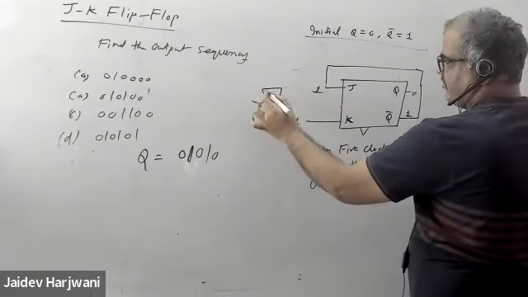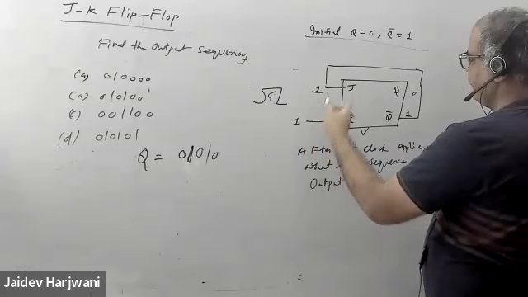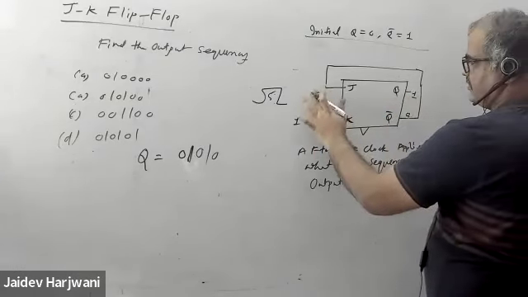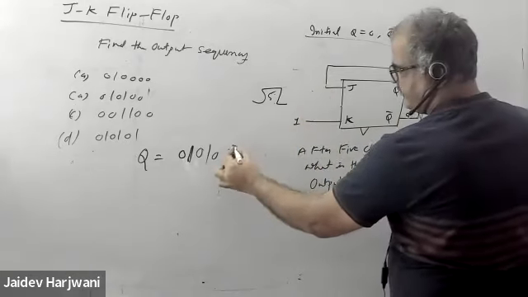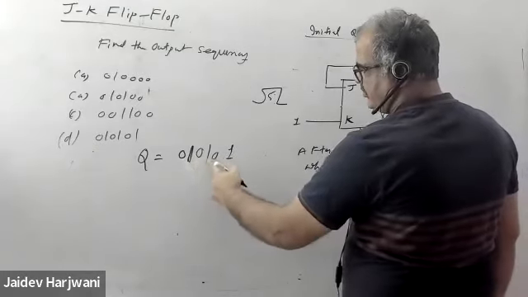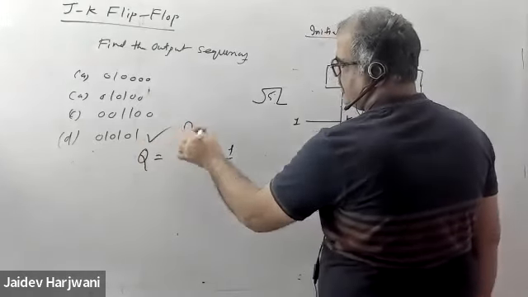Now the fifth clock is coming. The fifth clock will see 1 1 again, so this will toggle again, this becomes 1, this becomes 0. So the sequence is 0 1 0 1 0 1. So 1 2 3 4 5, so option D is correct.